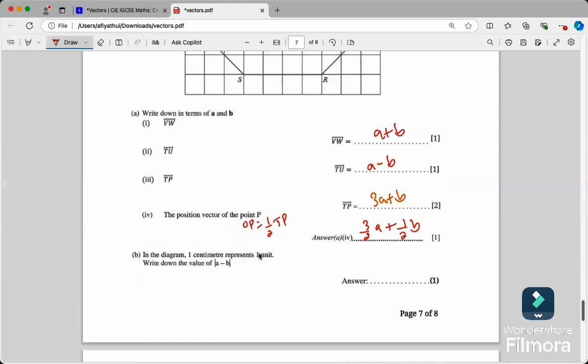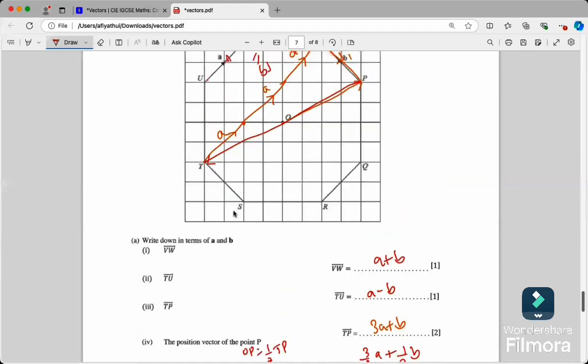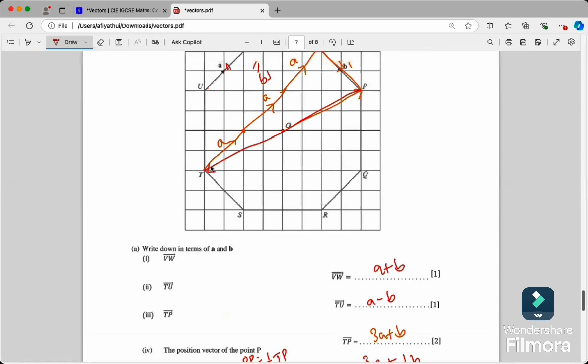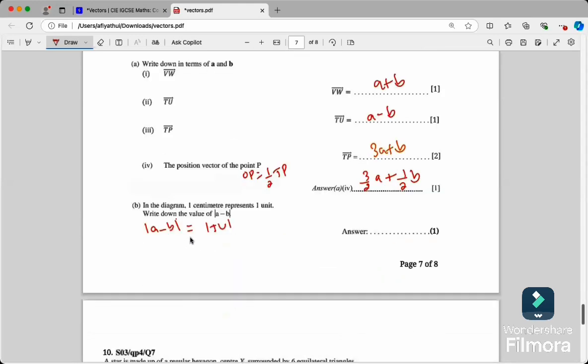Okay. In the diagram, 1 centimeter represents 1 unit. Write down the value of A minus B. Okay. So A minus B is nothing but the magnitude of the vector TU, isn't it? If you look at the magnitude of TU, it's a straight line and there is no x component here. It's only the y component. So 1, 2, 3, 4, isn't it? Therefore, it is just the y component with the 4.